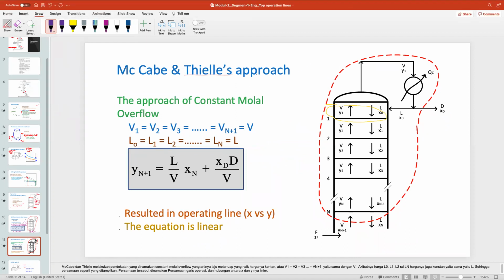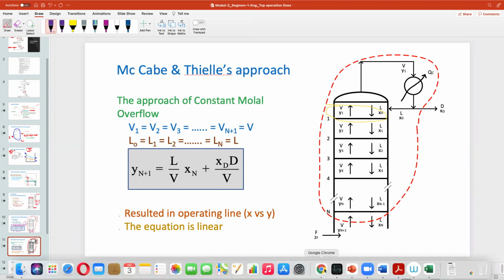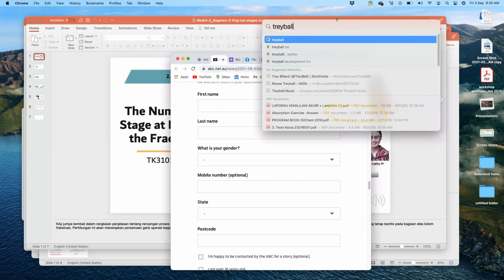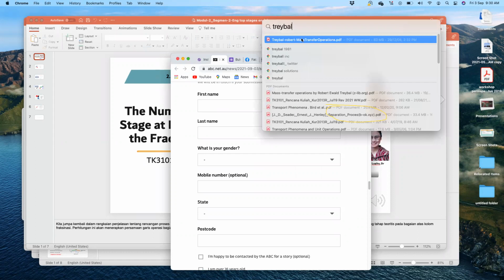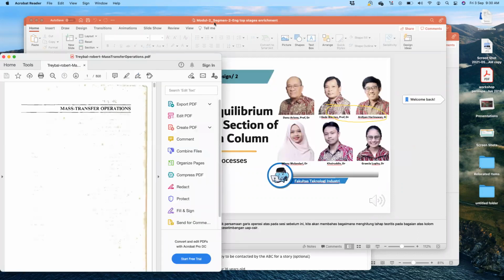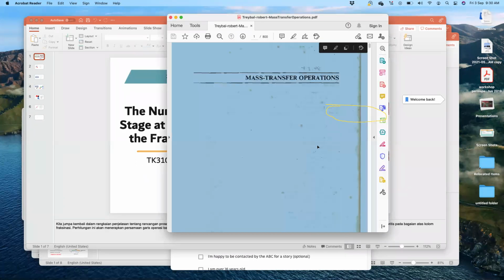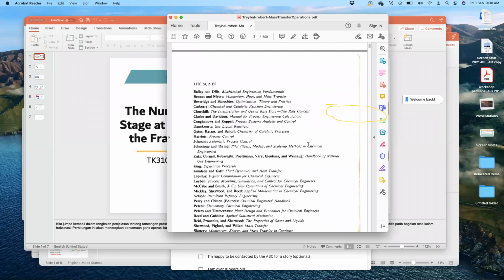In the McCabe-Thiele approach, this is in the book, from McCabe or Treybal. We use the Treybal book. Let me check. Yeah, I have it. This is quite an old book, Treybal, Mass Transfer Operations. Maybe you can find a scan somewhere.